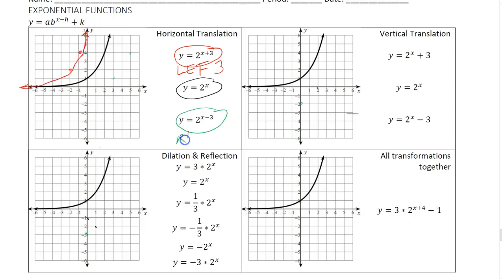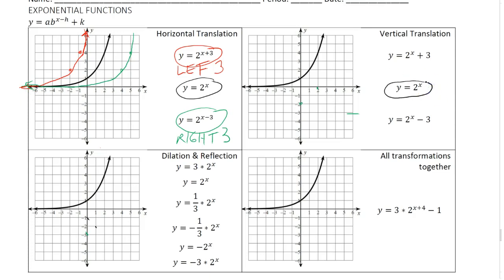To move the graph 3 units to the right, subtract 3 from the exponent. Each point moves 3 units to the right. This keeps the same shape and the same asymptote, but moves 3 units to the right.